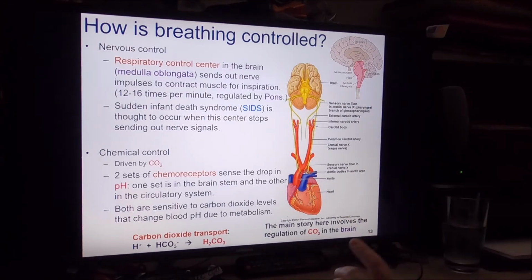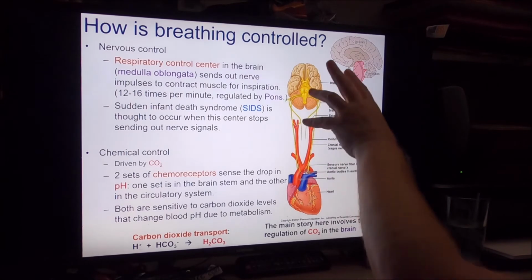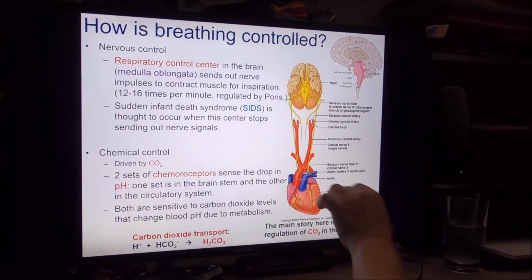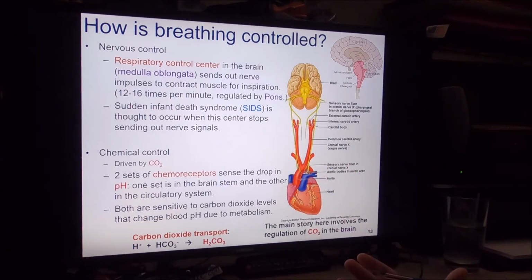When the body has too much carbon dioxide, the blood becomes acidic. And when the blood becomes acidic, there are pH sensors that pick this up, both in the midbrain, really in the hypothalamus specifically, and in the aortic arch. You're going to pick up this pH change, and it's going to stimulate breathing.